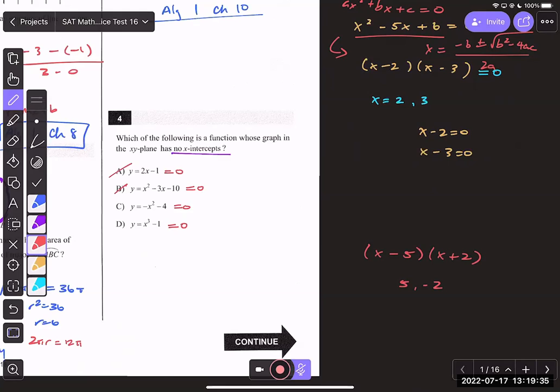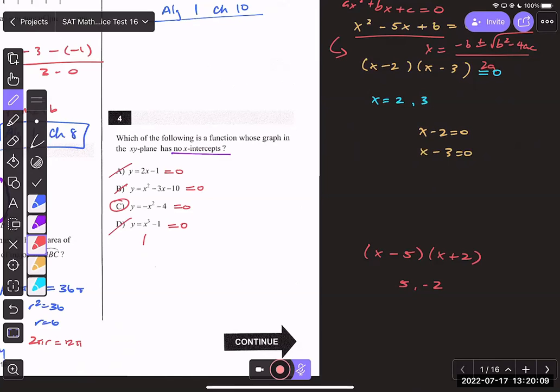And then C would have an x-intercept of 2. Will it? If I plug in 2, do I get 0? Oh no, you get -8. So I guess C is the answer. Yeah, C is going to be the answer because D, if x equals 1, then this is equal to 0, right? So C is the answer, but we didn't actually have to go through and test everything else.